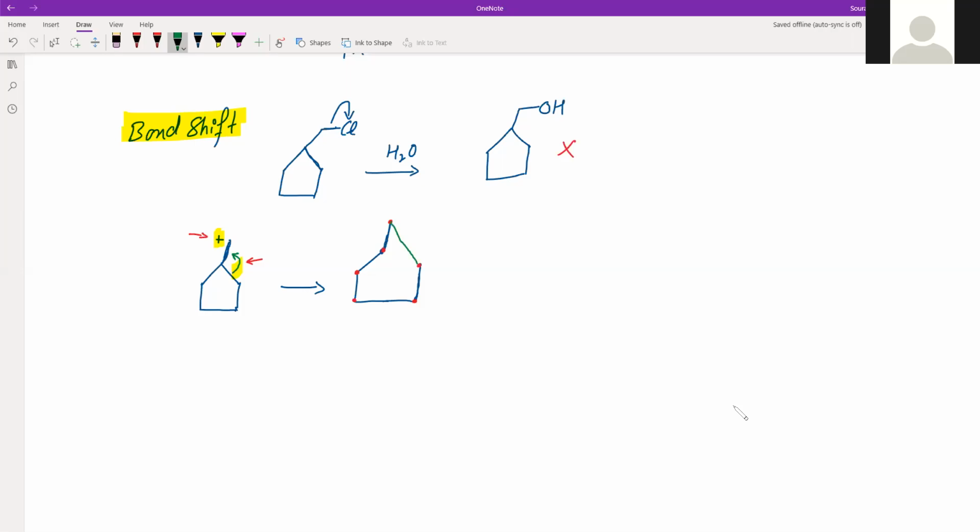And because it has lost a positive charge, because it was having a positive charge here, and that is lost, but now the electrons which were part of the bond, because the bond has broken, the electron has been lost. So there will be a positive charge on this carbon. So the positive charge which was here has now shifted to the adjacent carbon. Always remember, it will be the adjacent carbon where this positive charge will shift.